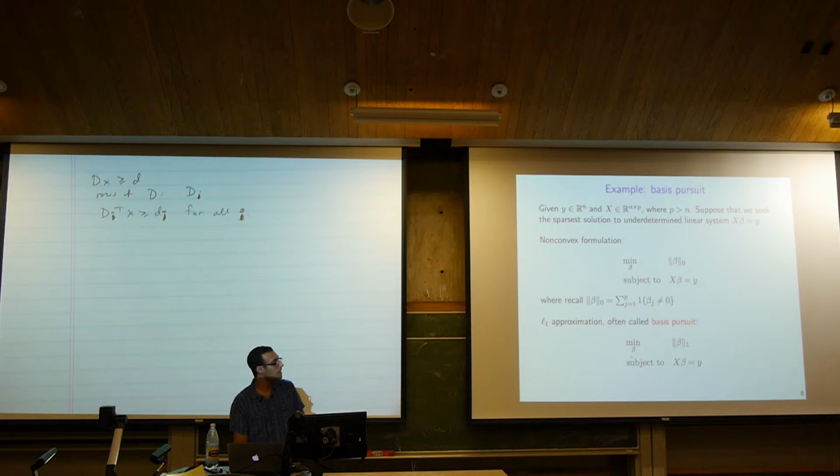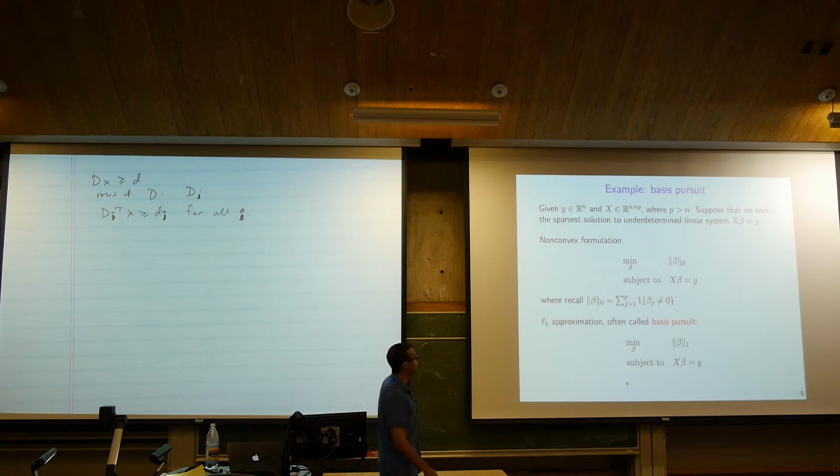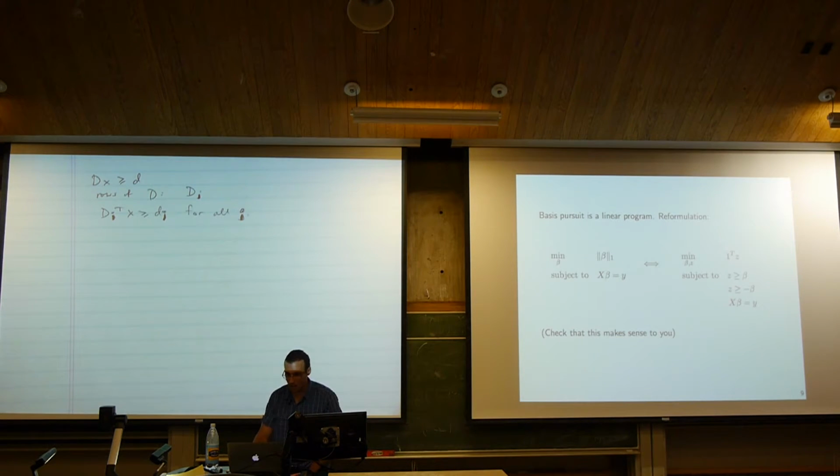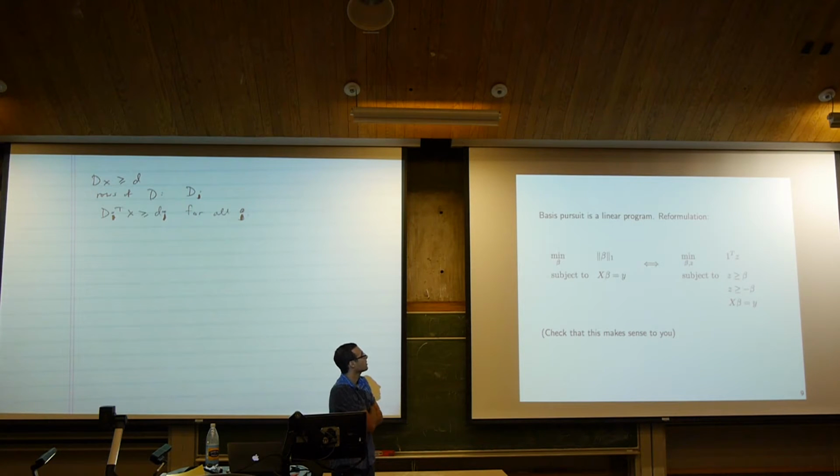This is now a convex problem, because this is a convex function. As we know, all norms are convex. And this is called the basis pursuit problem, the name we attribute to it in statistics and machine learning. And that is actually a linear program. Basis pursuit is actually a linear program.